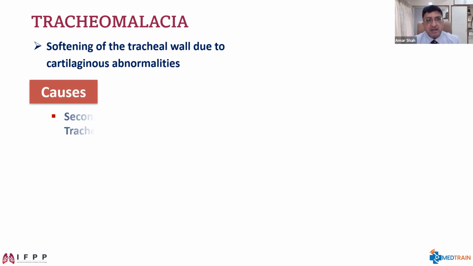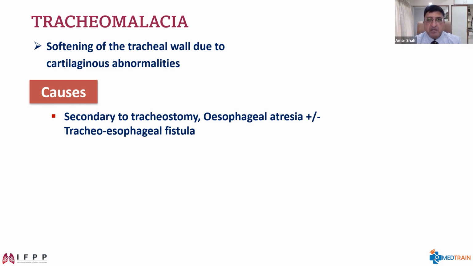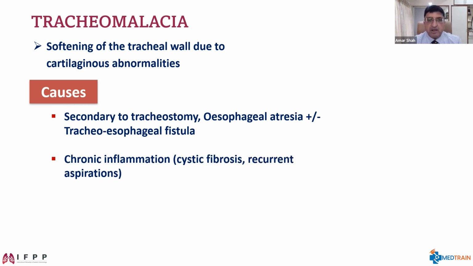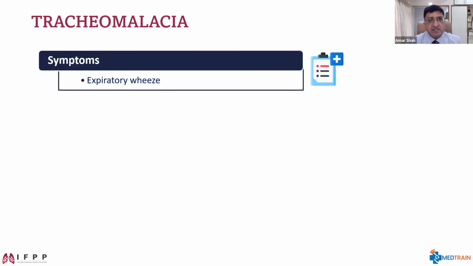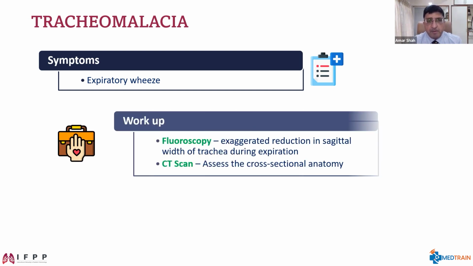The causes can be secondary to tracheostomy, esophageal atresia with or without tracheoesophageal fistula, chronic inflammations like cystic fibrosis or recurrent aspirations, extrinsic compressions by vascular rings, slings or aberrant vessels, and neoplasms. The child normally presents with an expiratory wheeze. Fluoroscopy shows an exaggerated reduction in the sagittal width of the trachea during expiration. A CT scan can be done to assess the cross-sectional anatomy.